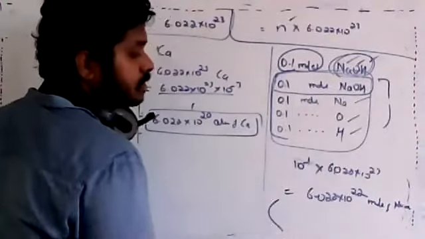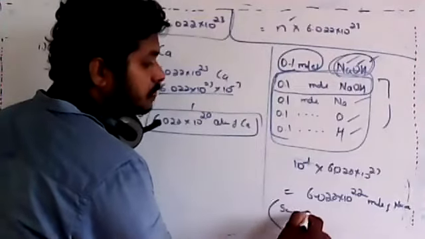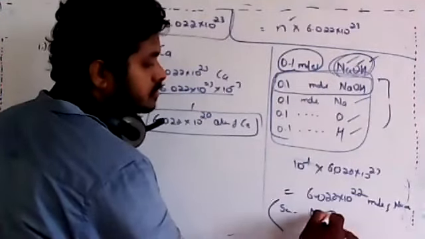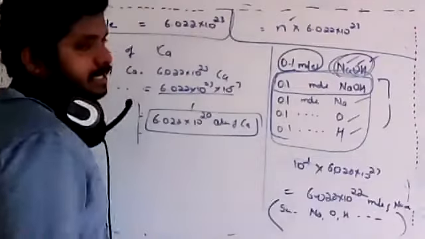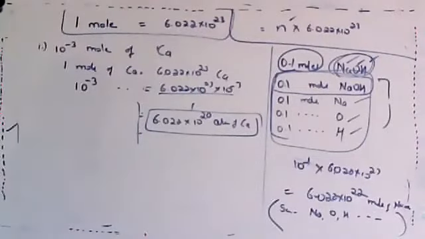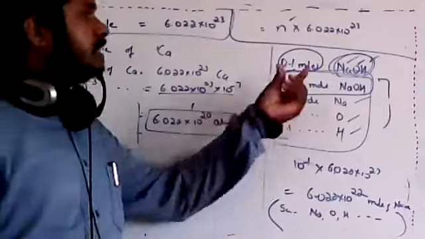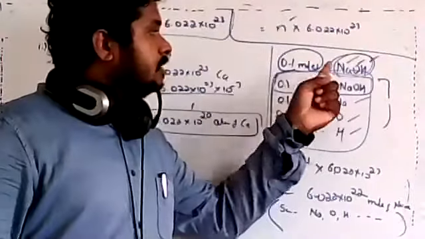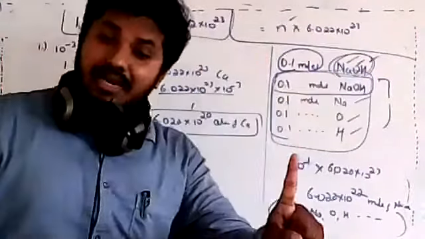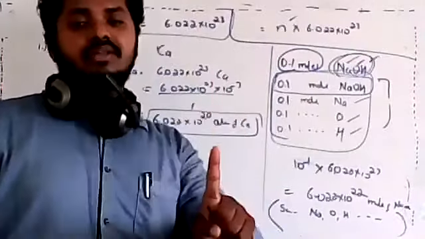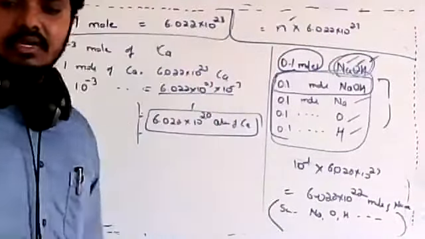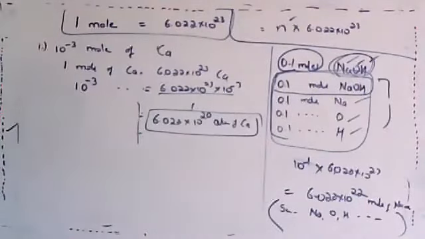I can also write below this the same number of sodium, oxygen and hydrogen atoms. Atoms of sodium, atoms of oxygen, atoms of hydrogen are also present in the given moles of NaOH, because one NaOH contains one Na, one oxygen, one hydrogen. Got it? Okay. In that case, let's go for the very important question now.